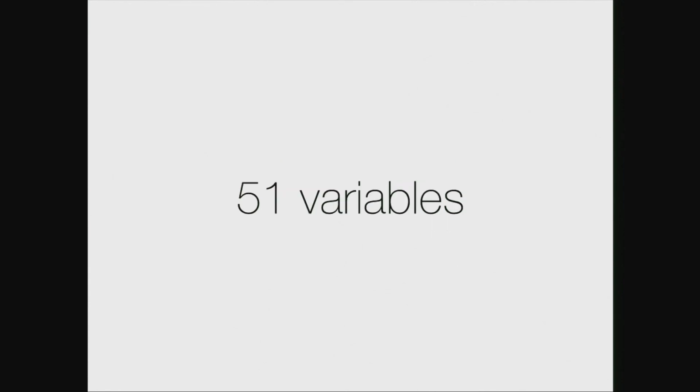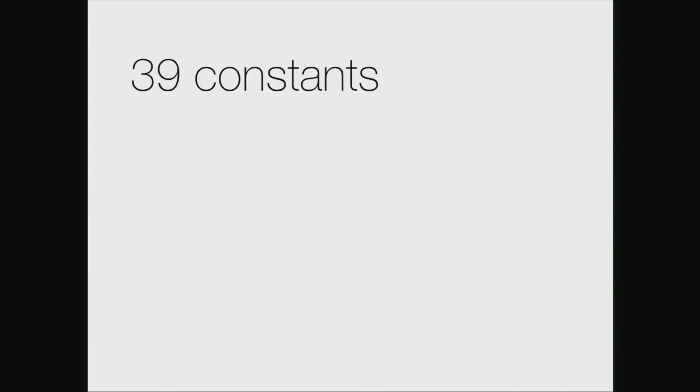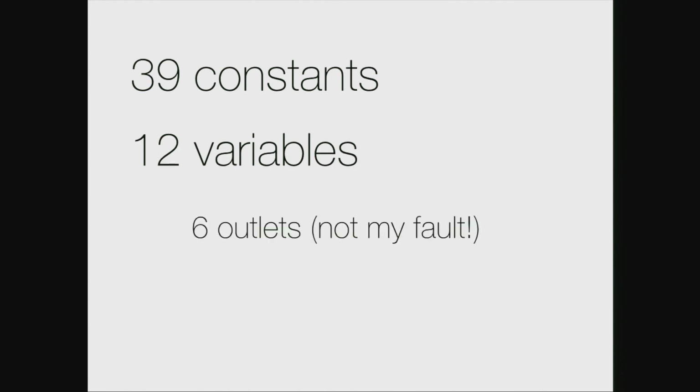So the tweet sentiment application I showed you has 51 variables. Well, actually, 39 of those are constants. And without ReactiveCocoa, it would have been very hard to achieve that. And obviously, the other 12 are variables. But of those 12, 6 of them are outlets, so they're not my fault. These are ones that are generated by Xcode.